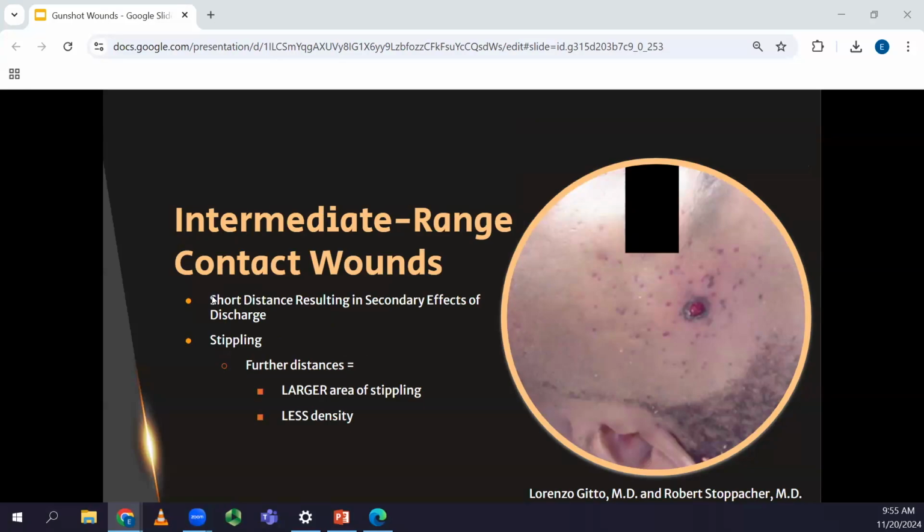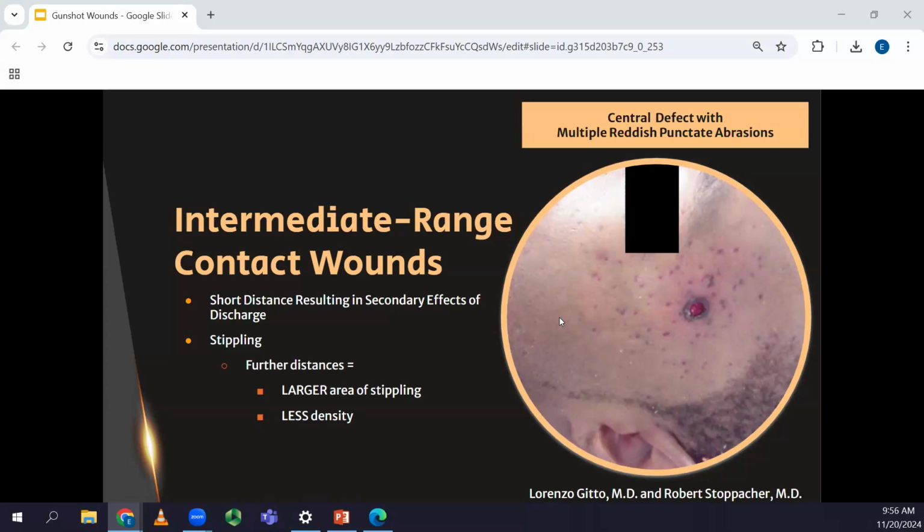And so in this picture, what you're seeing here, these punctate abrasions, they're sort of reddish brown in color. Those are actual tattooing or stippling. And for the most part, the further the distance, the larger the area of stippling. Whereas if you're closer, let's say 1 foot versus 4 feet, you'll see the stippling will be closer to the central defect, and it'll be more dense. Whereas when you're further apart, closer to 4 feet, you'll see that there's a larger area of stippling and there's less density.